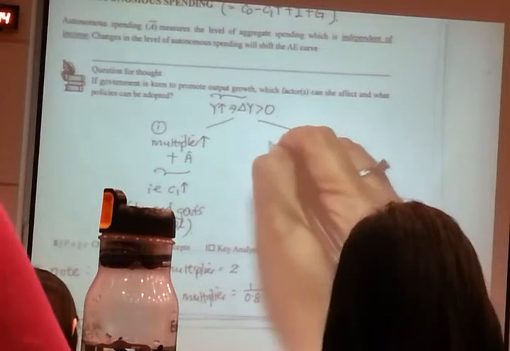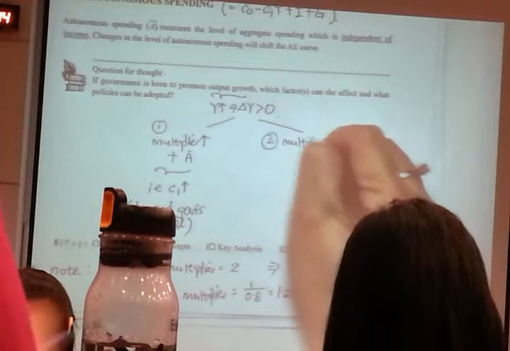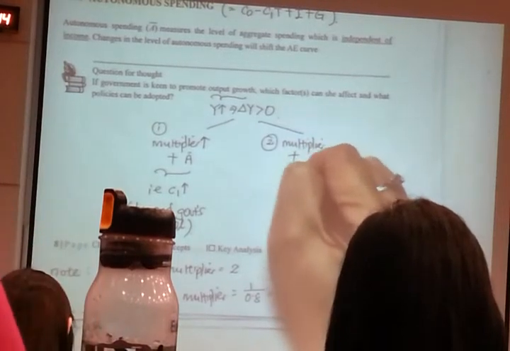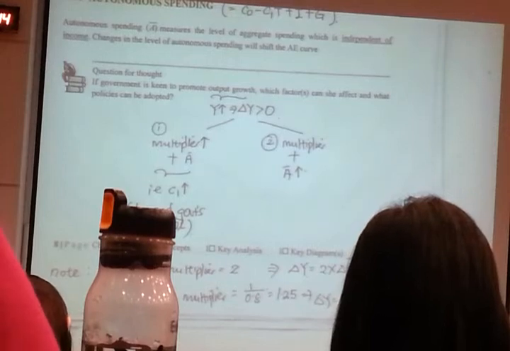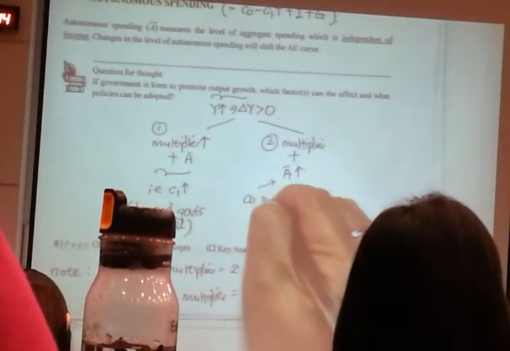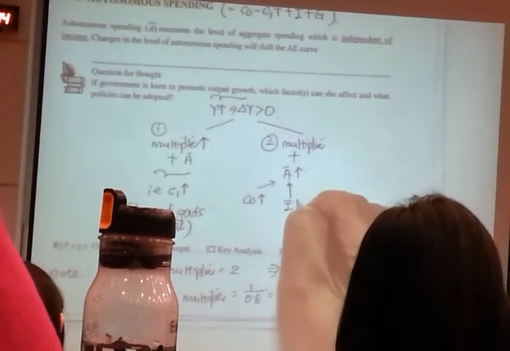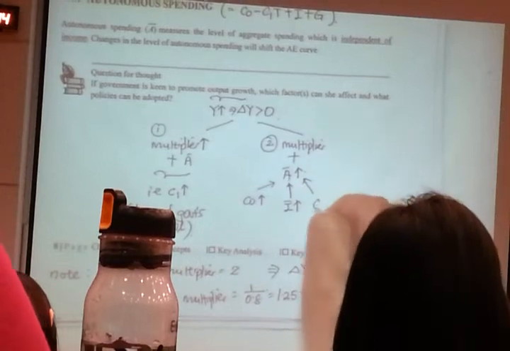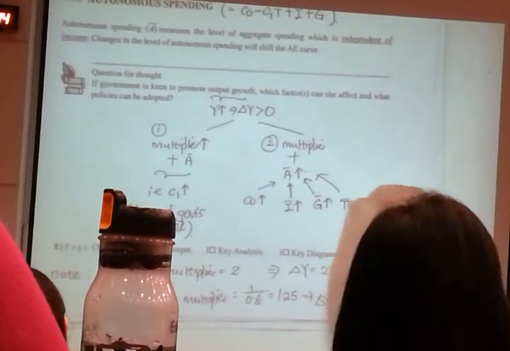Okay, then the second method for output to grow is the multiplier unchanged, but A bar goes up. Right, okay, so in this case, look at all the variables. C naught could have gone up, I bar could have gone up, G bar could have gone up, and of course, T bar must go down.